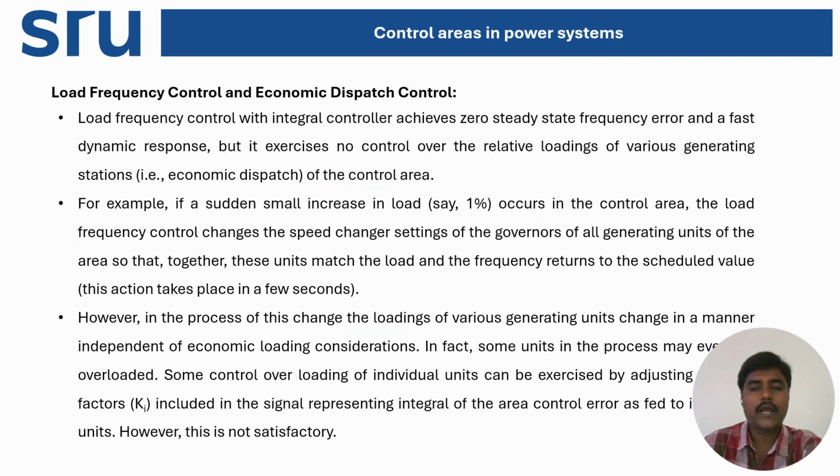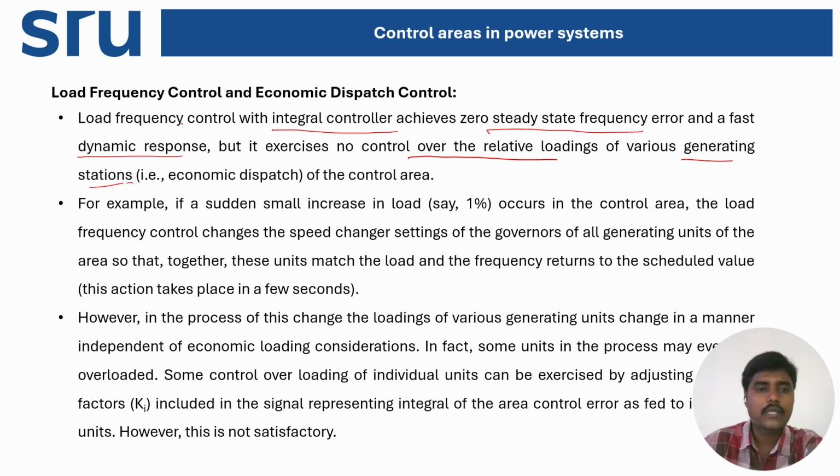But whenever we have multiple control areas, the challenge lies there. Load frequency control with an integral controller achieves zero steady-state frequency error, as we have seen in the previous lecture. It offers very fast dynamic response, but it exercises no control over the relative loadings of the various generating stations in the control area. The integral controller we used in the previous lectures takes care of only one single isolated area. It cannot show its impact on the multiple generators available in multiple generating stations in the control area.